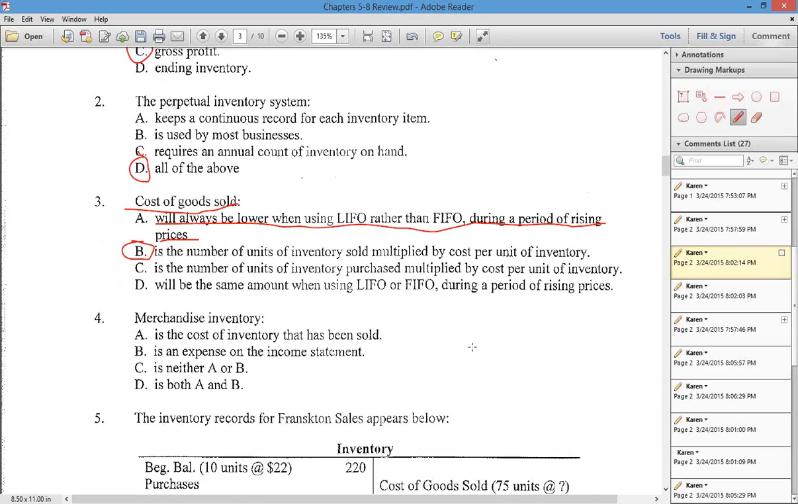So merchandise inventory is an asset, okay? It is not the cost of inventory that has been sold. That is cost of goods sold. Cost of goods sold happens to be an expense on the income statement. So the answer to this one is C, neither A or B. And the reason it is C is because merchandise inventory is an asset. It's not a cost, it's not an expense, it is an asset. It goes under the asset section on your balance sheet. Okay.